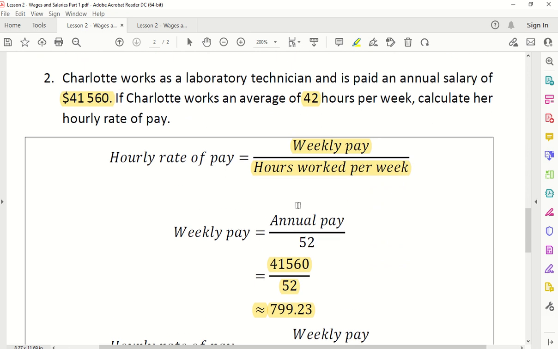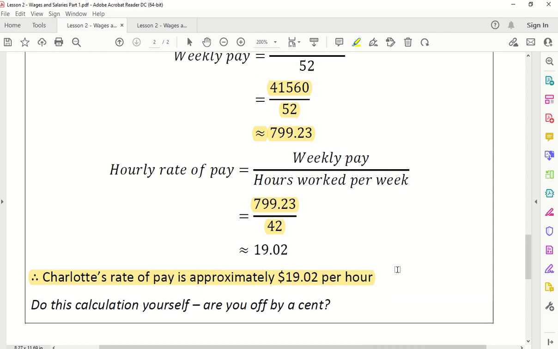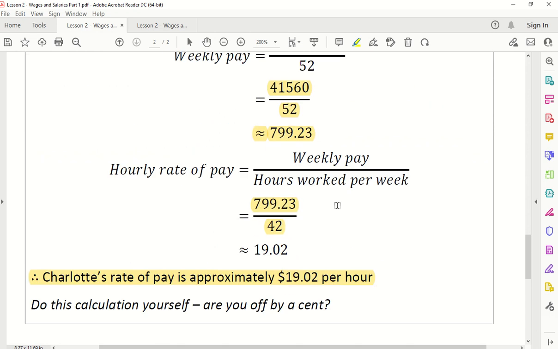Once again, I'm going to keep reminding you, this is a worded question, so I need a worded answer. Charlotte's rate of pay is approximately $19.02 per hour. So why do this? Well, now if Charlotte's comparing her pay with her mate who works at Woolies or Macca's or something, she can see whether she earns more than them.